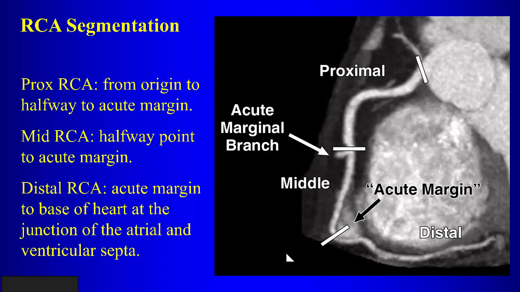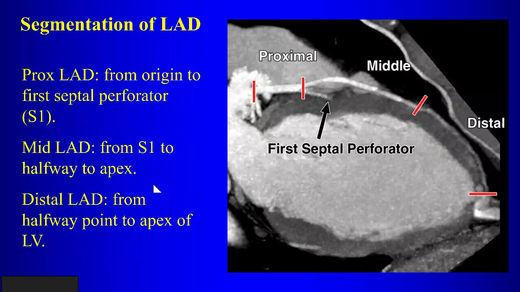And then the distal right coronary artery is from the acute margin to the base of the heart, the rest of the right coronary artery there. So that's segmentation for the right coronary artery. For the LAD, the proximal LAD is from the origin to the first septal perforator.